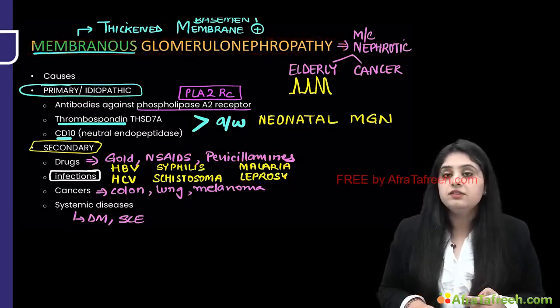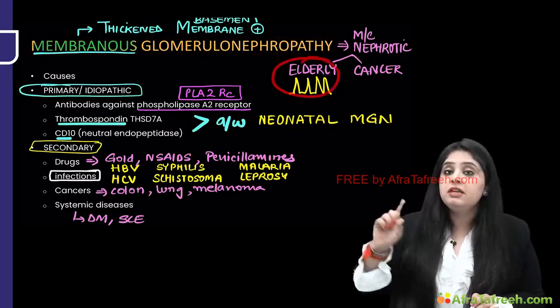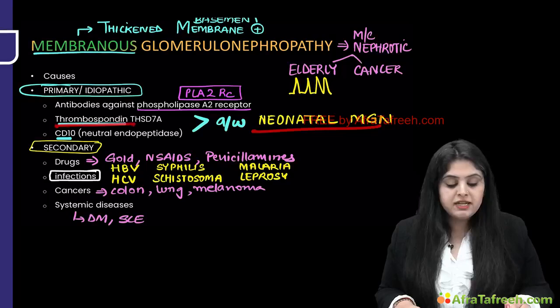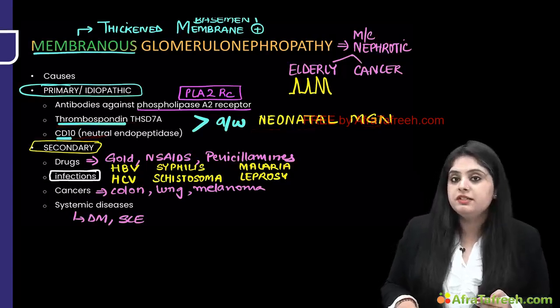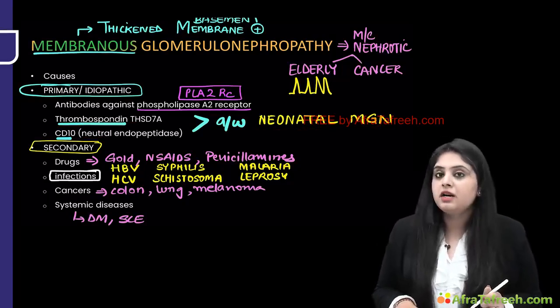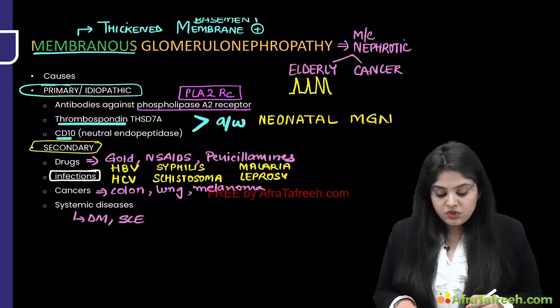I hope everyone's understood. Or a disease that occurs at the peak of the age and shows you a peak pattern. But for neonatal, now you have antibodies against thrombospondin and CD10. Now, having discussed this, we move on to the last part of this, that is MPGN.